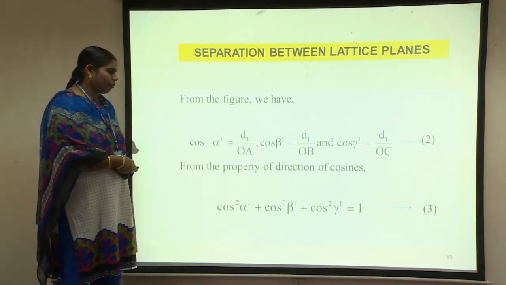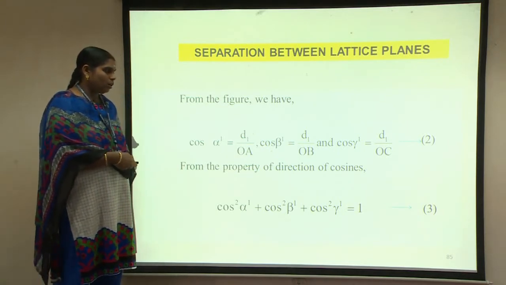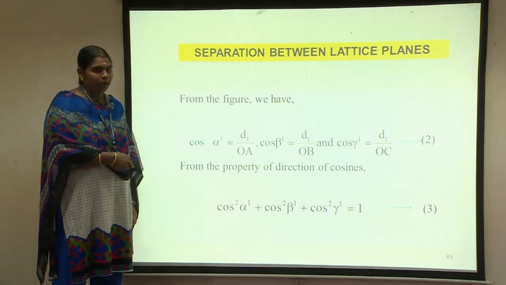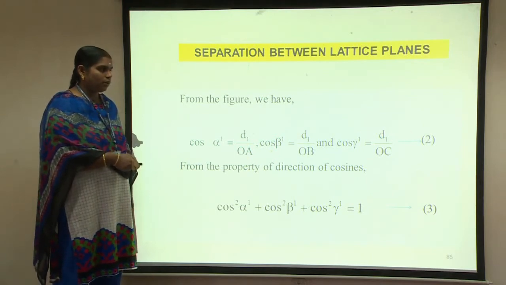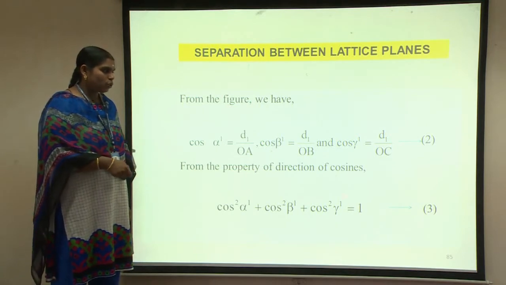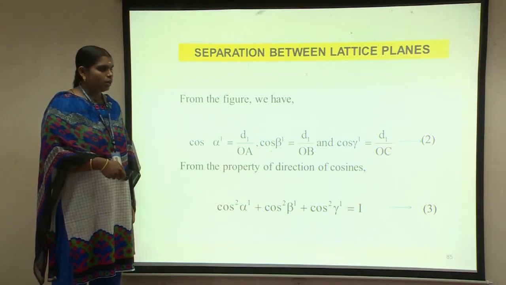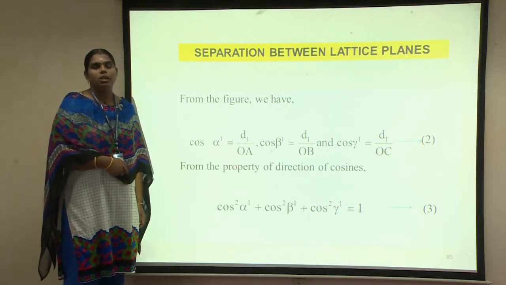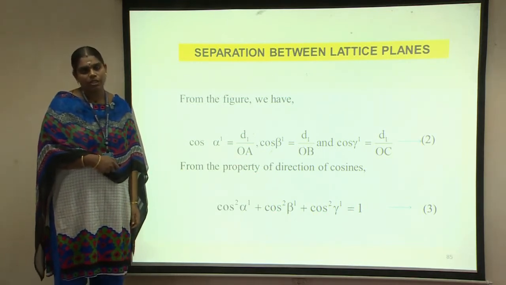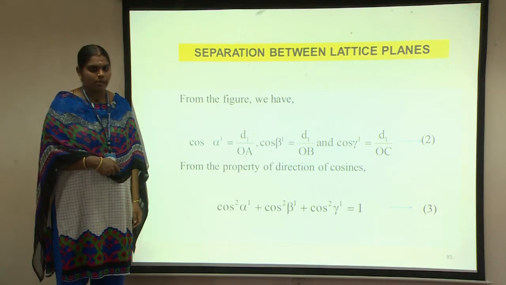Now from the figure we have already found cos alpha dash, which is going to be ON, which we have considered to be d1, divided by the intercept made on the crystallographic axis, so it is OA. Cos beta dash is d1 divided by OB, and cos gamma dash is d1 divided by OC. When we use the direction cosine law, cos square alpha dash plus cos square beta dash plus cos square gamma dash is equal to 1. Actually, this alpha dash, beta dash, gamma dash is different from the translational angle or interfacial angle that we have seen in our crystal system.